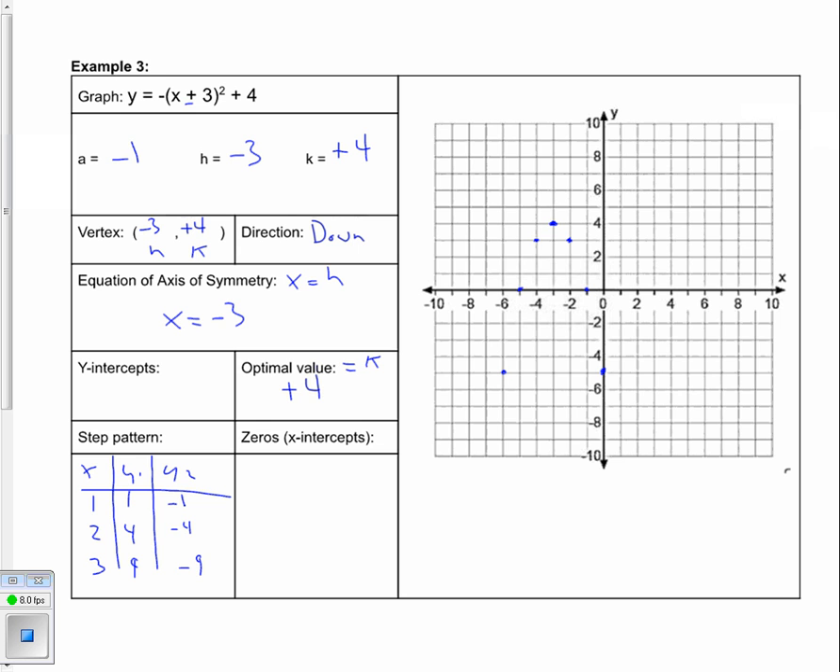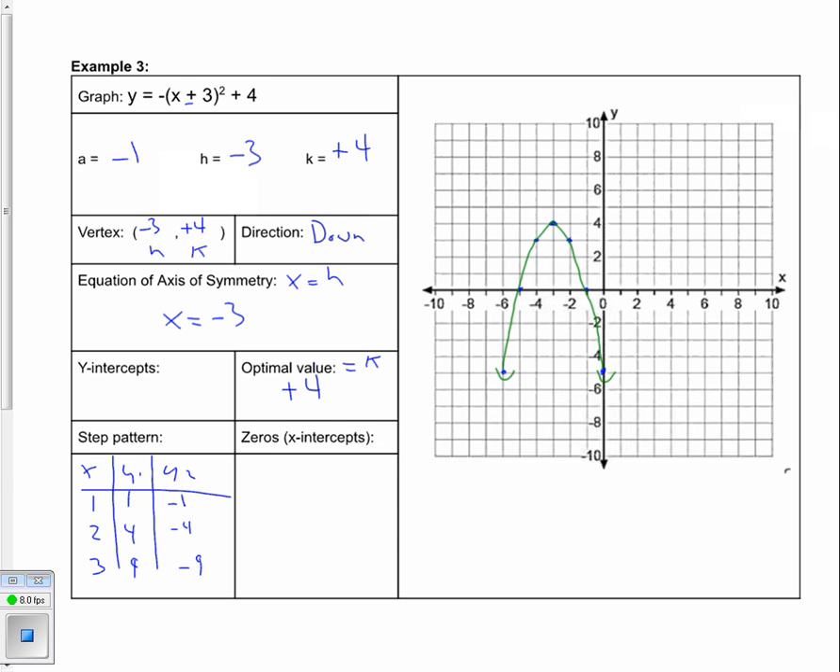So we can actually graph this in. We'll connect these dots. We've got 7 points that we can graph here. We'll graph these together. And so what we've done is we've created a graph that will keep going.